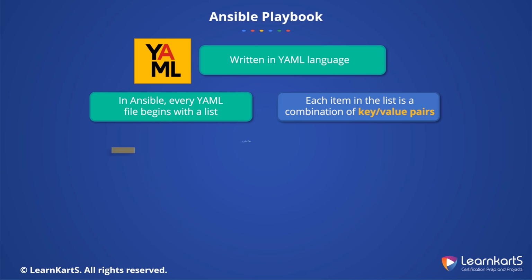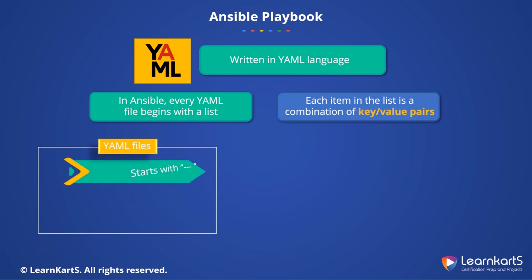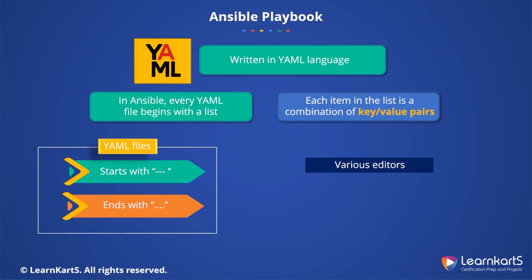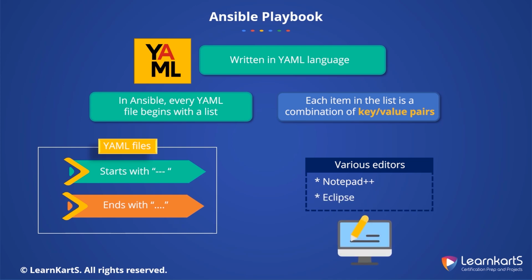The YAML files usually get started with the 3 hyphens, and it ends with the 3 dots here. So it's a very simple string-based configuration file. And this is the reason why we were saying that Ansible has a low learning curve, because you don't have to put that much effort in order to understand these YAML formats. There are a lot of editors available, Notepad++, Eclipse, all the existing editors you can use to type in or manage these YAML files.